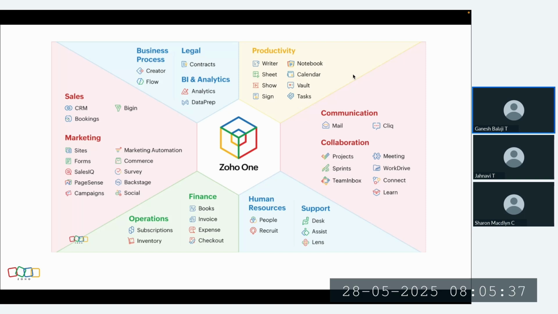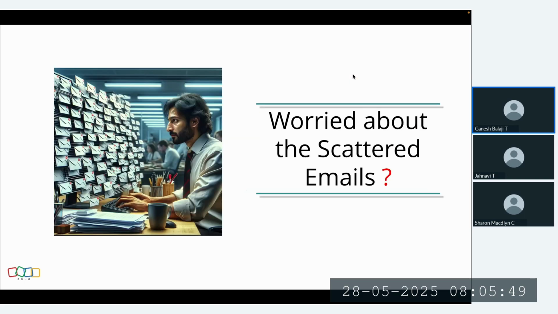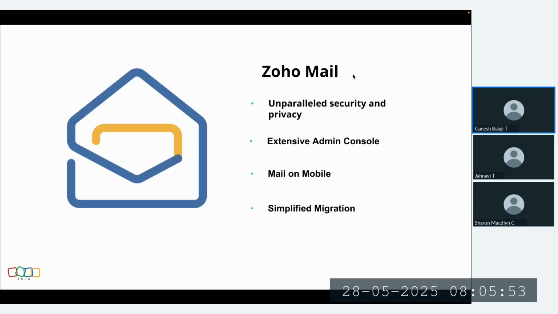Now let's recreate the same story of John with Zoho One applications, which made his daily business routine simple and efficient. The very first scenario is all about scattered emails. Are you worried about the scattered emails? That's when Zoho Mail has got your back.